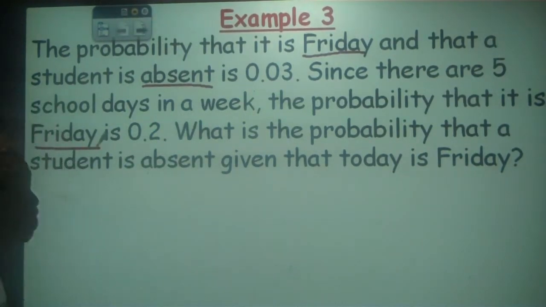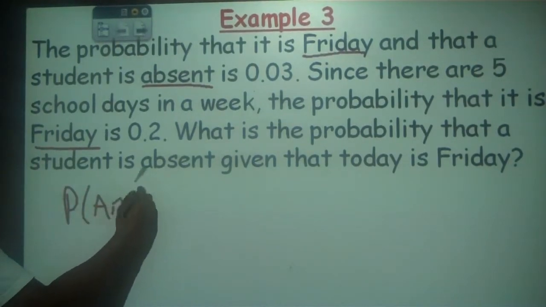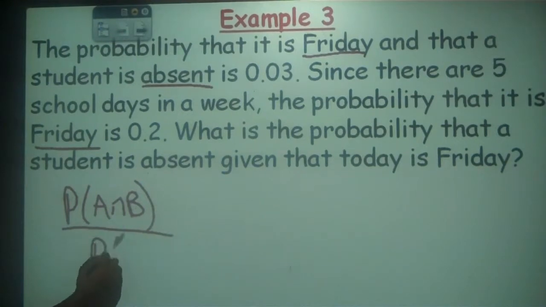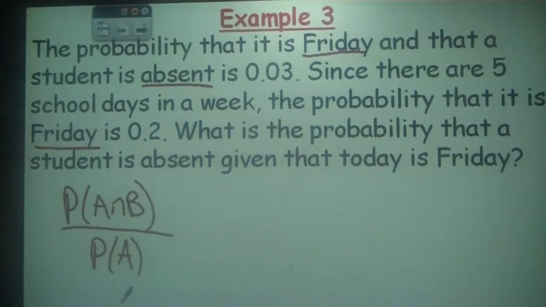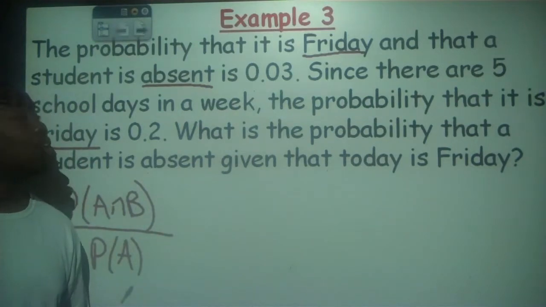So what's the formula for conditional probability? P of A and B over P of A, right? So, the probability of A and B together over the probability of just the first event. Just like in the alphabet, A is always first and then B is always second.